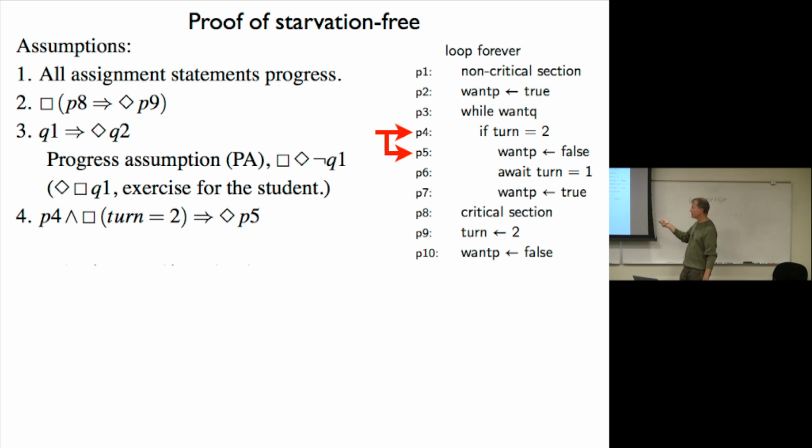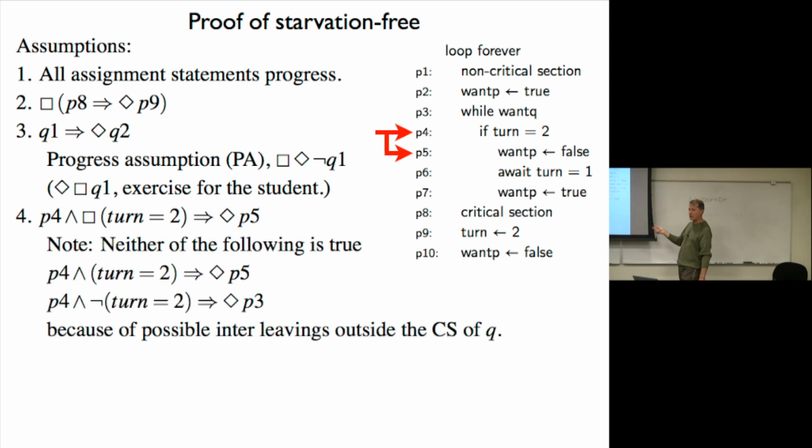Now here's the thing. This is in fact true and it's reasonable, but you got to be careful because look, neither of the following is true. Now let's think about this really hard. You see how this says P4 and always turn equals 2? What's the difference between that and this? P4 and turn equals 2 implies eventually P5. This isn't true. Our original one is true. But P4 and just plain old turn equals 2 implies eventually P5, that's not necessarily true.